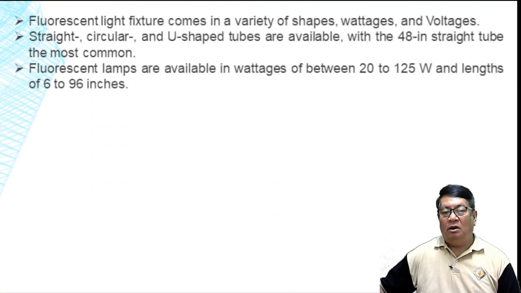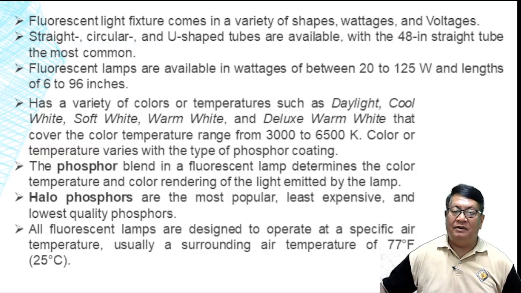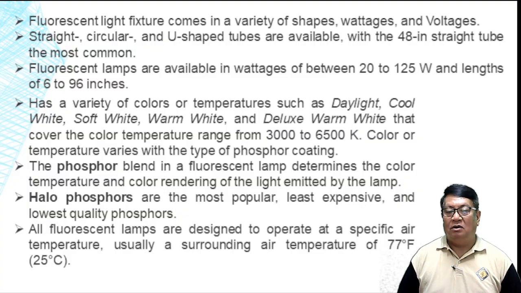Okay, so we have these fluorescent light fixtures. It depends on the variety of shapes, wattages, and voltages. Here we have a variety of colors: daylight, cold white, soft white, warm white, and deluxe warm white. So fluorescents have different types of colors, and of course, the phosphor blend in the fluorescent lamp determines the color temperature and color rendering, or CRI, of the light emitted by the lamp.